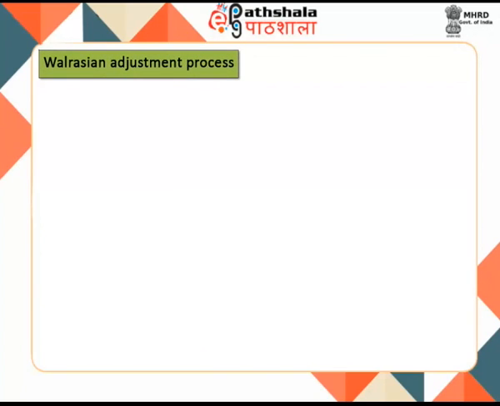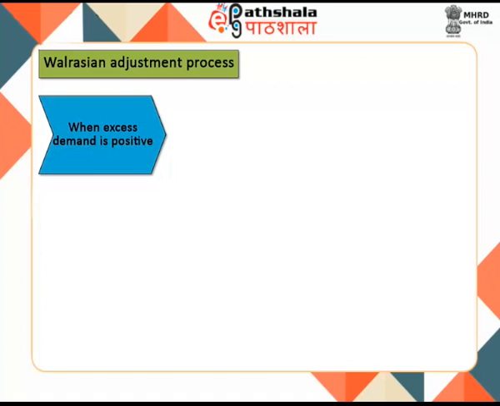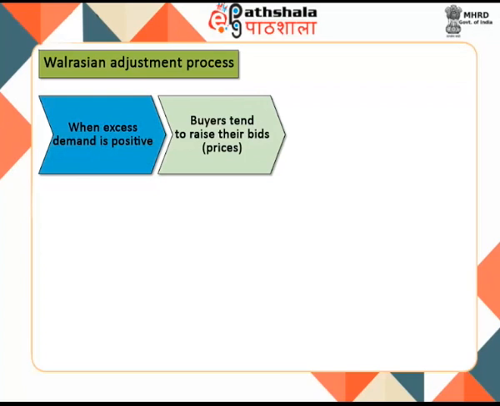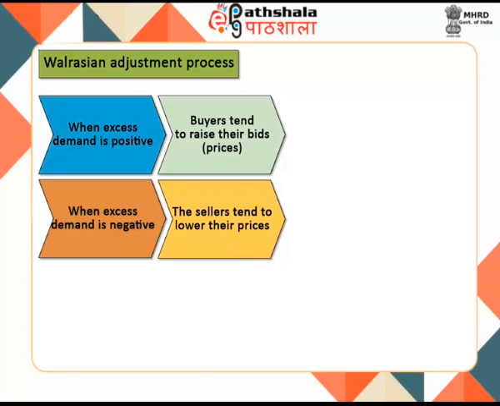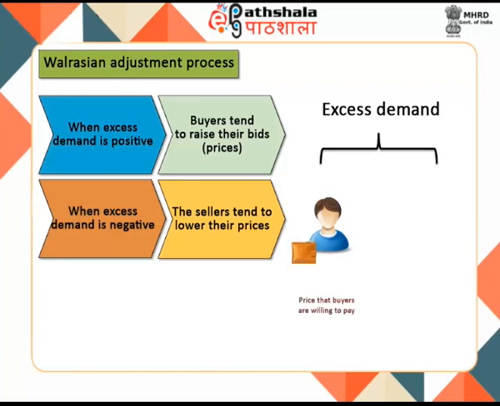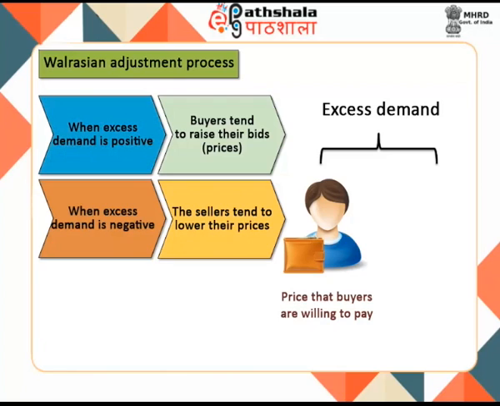Walrasian adjustment process. The Walrasian adjustment process works through price movements. The Walrasian stability condition states that when excess demand is positive, buyers tend to raise their bids, and if negative, the sellers tend to lower their prices. In other words, Walras assumes that it is price that adjusts itself to quantity changes. The excess demand price is defined as the difference between the price that buyers are willing to pay and the price that sellers are charging for a given quantity.